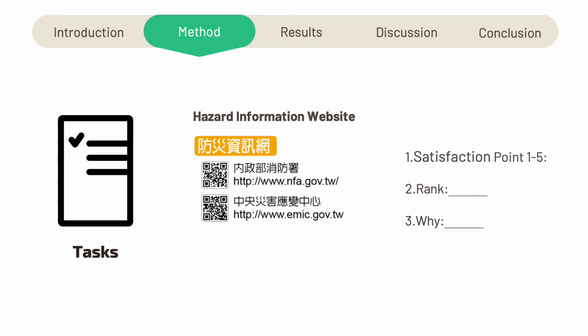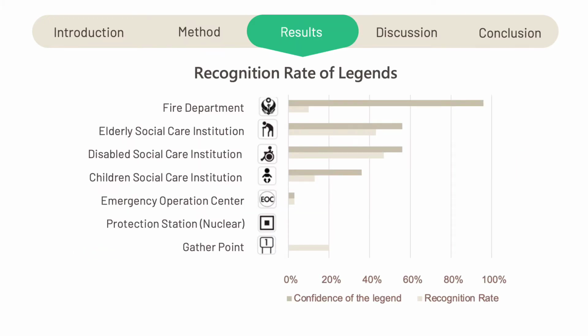There will be a semi-structured interview after all 3 experiments. The result of the legend shows only 39% of the color-free legends meet the ISO threshold. Even if they are confident in their answers, the fire department legend recognition rate is only 10%.